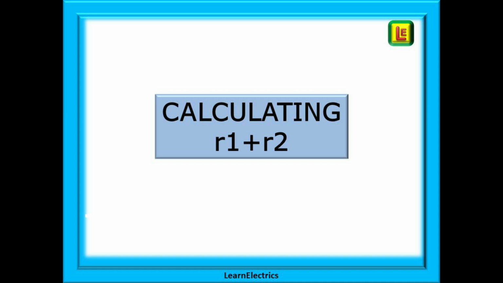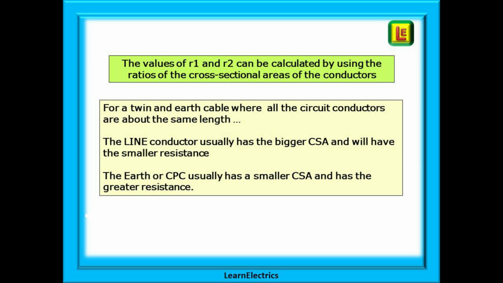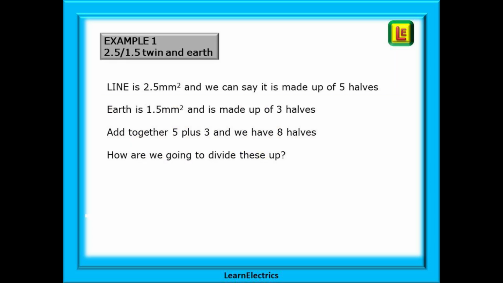Now we can set about calculating little r1 and little r2. The values of little r1 and little r2 can be calculated by using the ratios of the cross-sectional areas of the conductors. For a twin-and-earth cable where all the conductors are about the same length, the line conductor usually has the bigger CSA and will have the smaller resistance, and the earth or CPC usually has a smaller CSA and the greater resistance. We can show this best with an example.